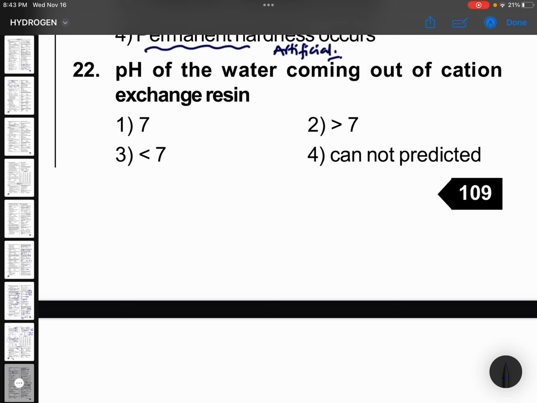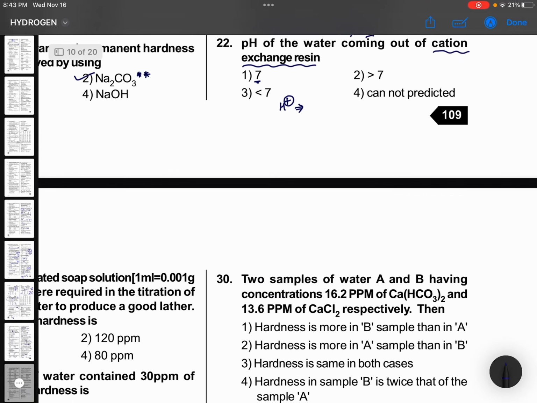22nd question. pH of the water coming out of cation exchange resin. Okay, only cation exchange resin means H plus ions will be there. When H plus ions are there, it is less than 7. Now after both cation and anion exchange resin, it will be again 7 because all H plus and OH minus ions will be neutralized.